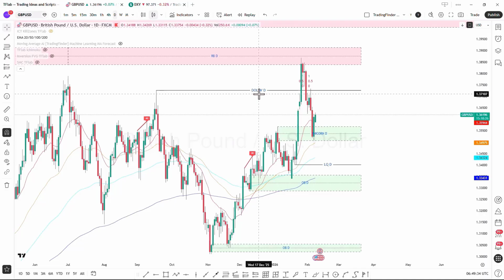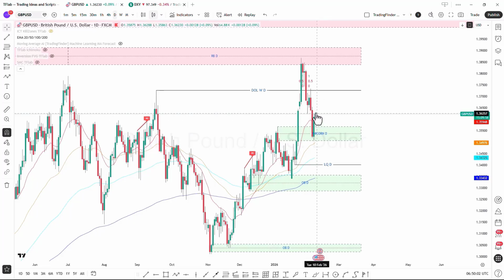On the last trading day, after liquidity was collected on the sell side, the price reacted to the daily unicorn zone and ultimately closed with a bullish bias. If on Monday the price manages to close above the 1.36323 level, it could be accompanied by positive momentum and continue its trend up to the 1.3694 level.